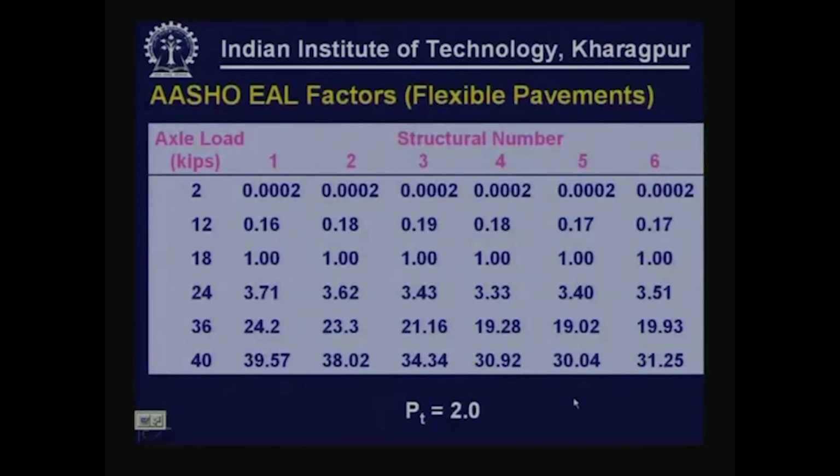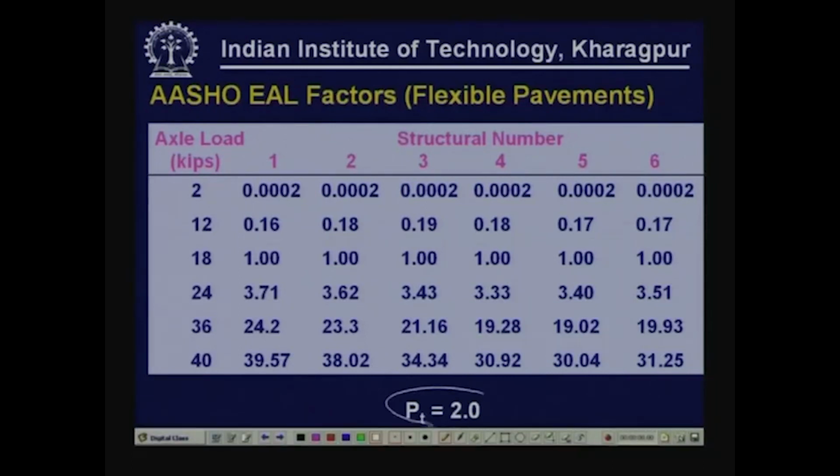These are the typical values of axle load factors, or equivalent axle load factors, that are given for flexible pavements. As you can see, there are different values of equivalent axle load factors available for different structural numbers. This table is for a terminal serviceability value PT of 2.0. We will have similar tables available in AASHTO guidelines for different terminal serviceability values of 2.5, 3, 1.5.